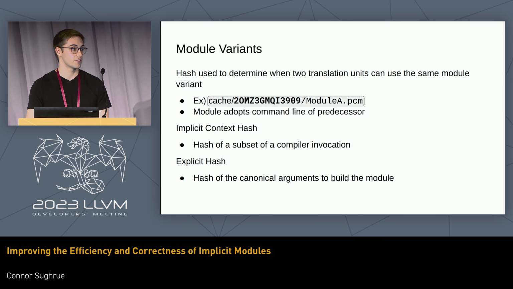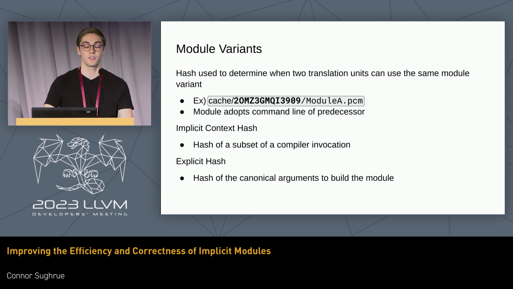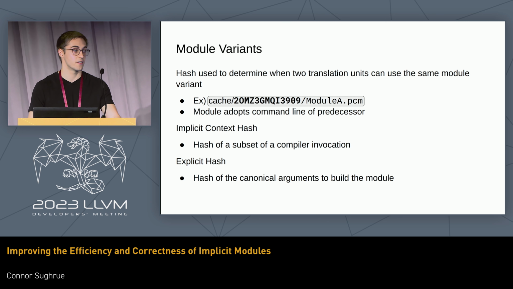One of the great things about modules is the reusability. You can compile a module once and reuse it across multiple translation units. But because a change in command line can meaningfully change a module's semantics, it's important that the compiler be smart about which modules it's importing. It does that a little bit differently, whether it's following the implicit method or the explicit method. For the implicit method, it looks at a subset of the compiler invocation, and for the explicit method, it looks at the canonical arguments to build the module.